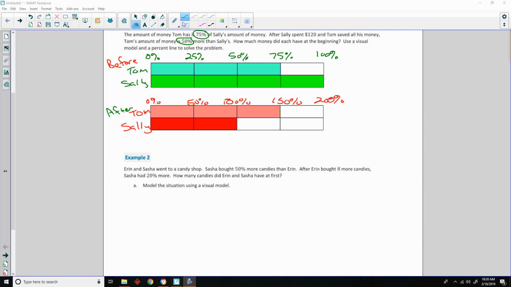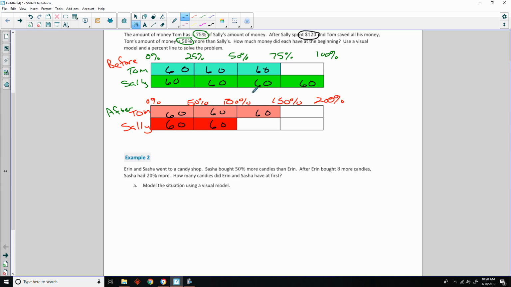So the key here is, how much did Sally spend? Well, she spent 120. Sally had 4 squares, so now she's only got 2 squares. So if she lost $120 in spending and it resulted in 2 squares, then each square is worth $60. Okay, does that make sense, everybody? Hopefully.